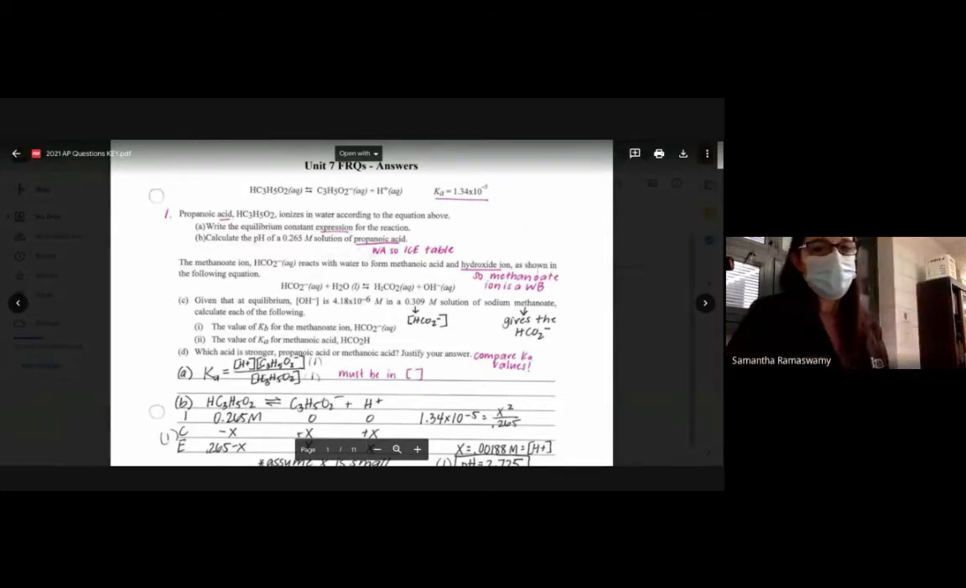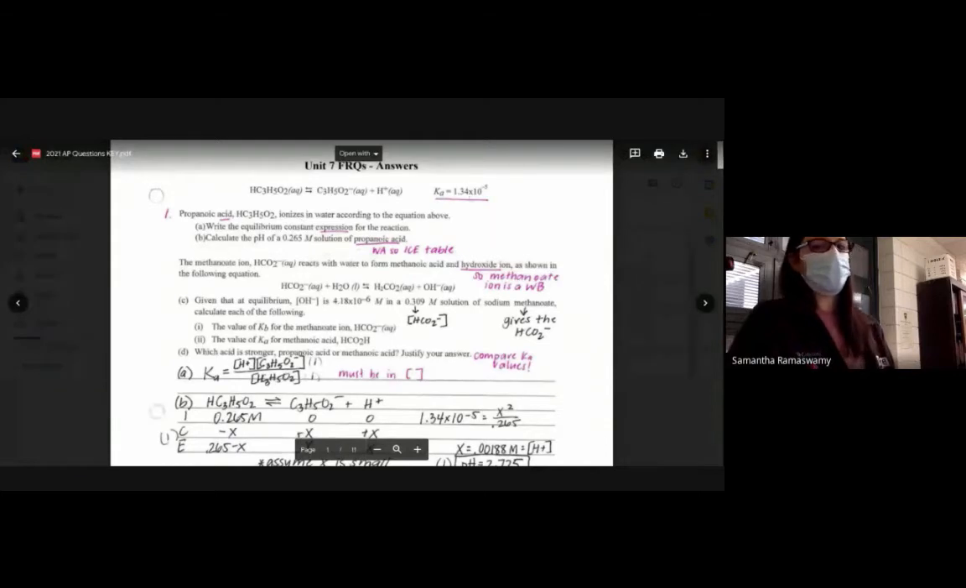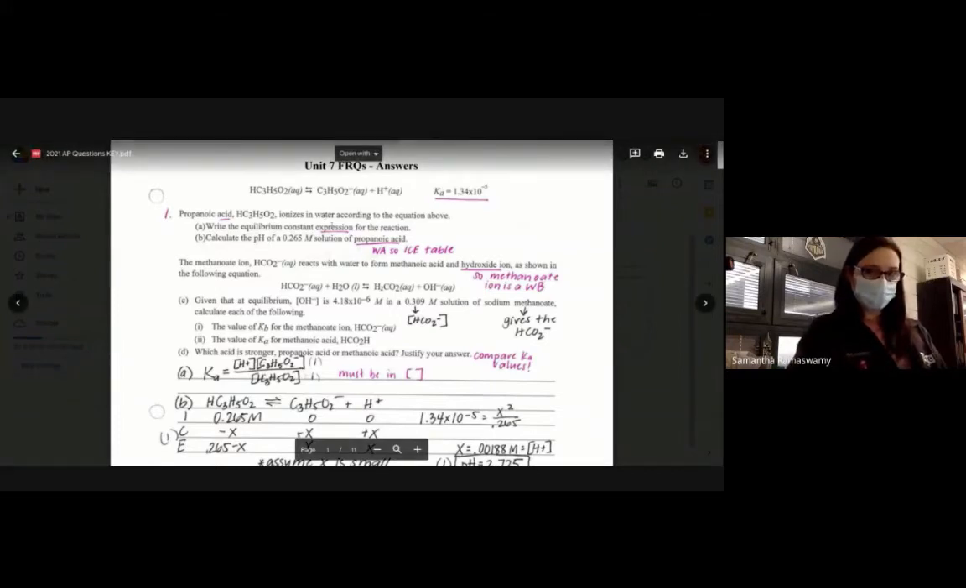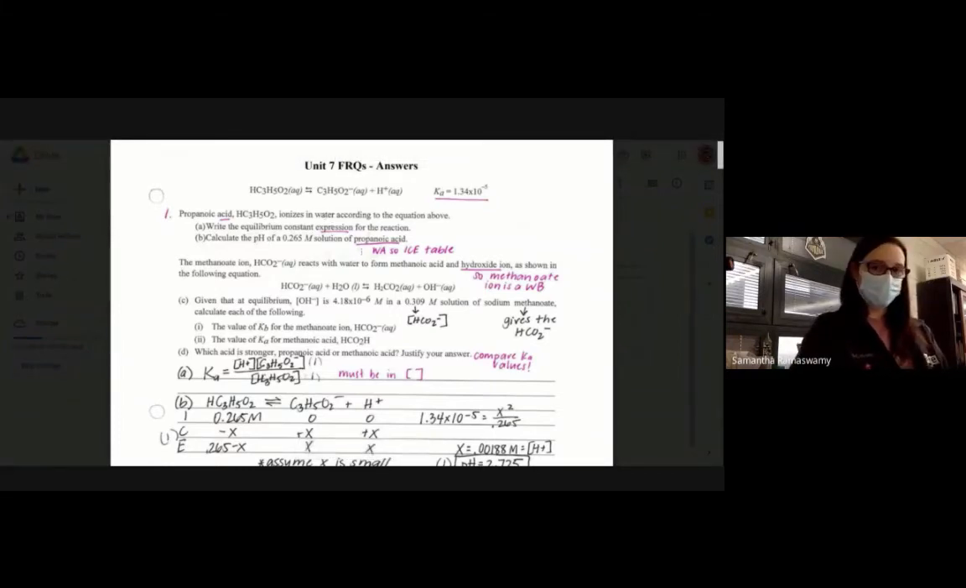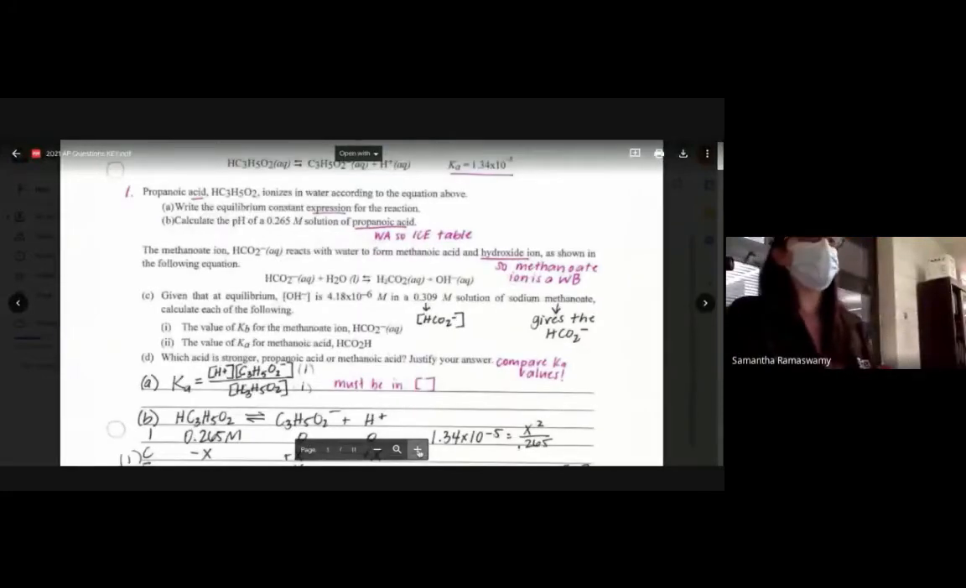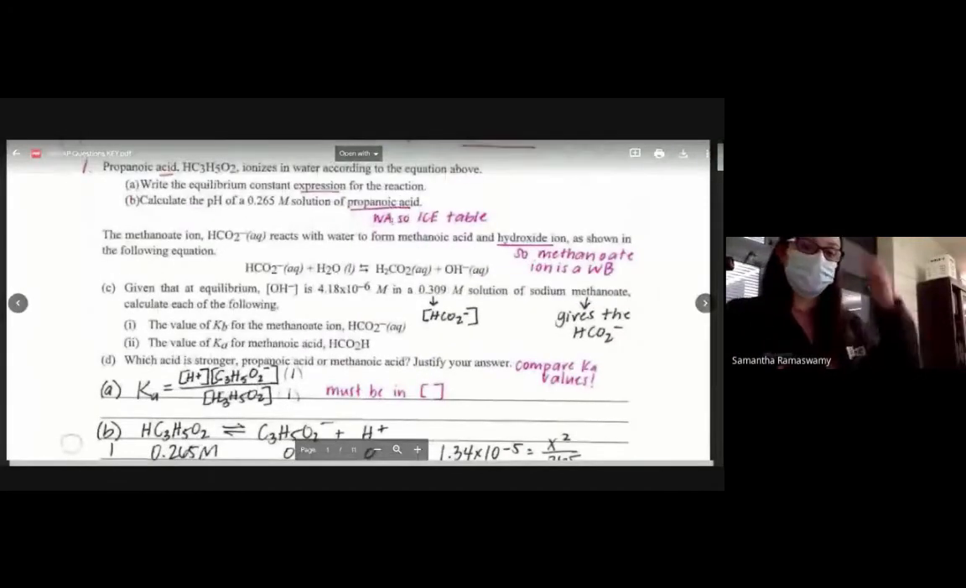So number 1, you had propanoic acid. They give you the Ka value. A and B are asking questions about propanoic acid, so the expression, and then calculate pH. Notice how I labeled propanoic acid. I said it's a weak acid, so we need to use an ice table. Let me zoom in a little bit more. So since propanoic acid is a weak acid, we had to use an ice table.